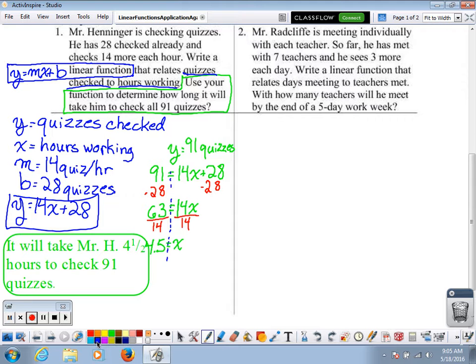That relates days to meet teachers met. How many teachers will he meet by the end of a 5-day work week? All right. So, write a linear function. That means y equals mx plus b. That's our part B. Okay, so we set that aside, and we'll come back to it.